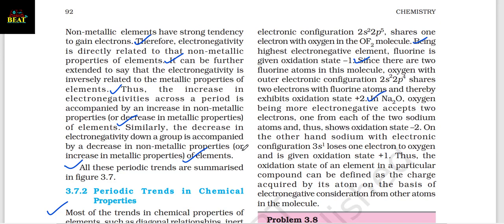In Na2O, oxygen being more electronegative accepts 2 electrons, one from each of the two sodium atoms, and thus shows oxidation state -2. On the other hand, sodium, with electronic configuration 3s1, loses 1 electron to oxygen and is given oxidation state +1. Thus, the oxidation state of an element in a particular compound can be defined as the charge acquired by an atom on the basis of electronegative considerations from other atoms in the molecule.